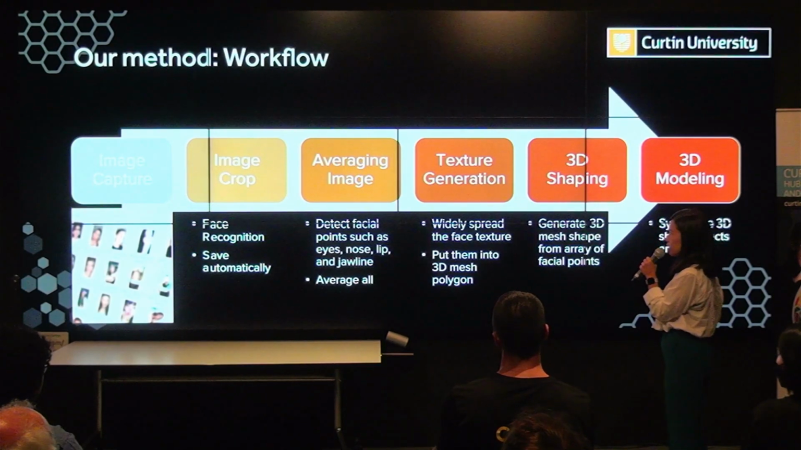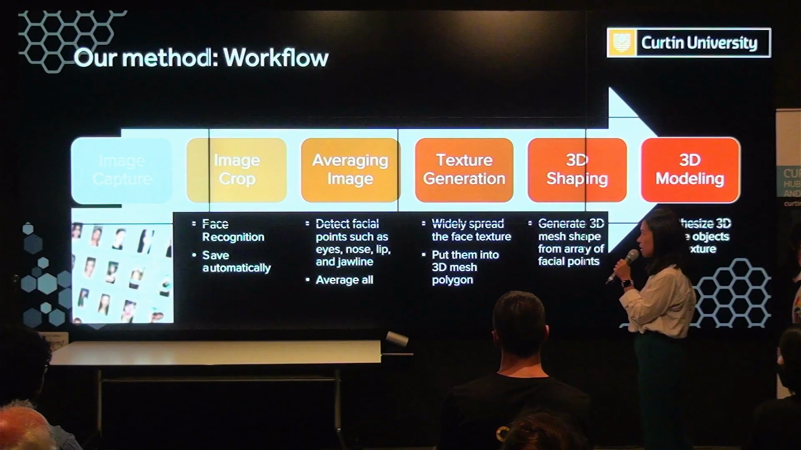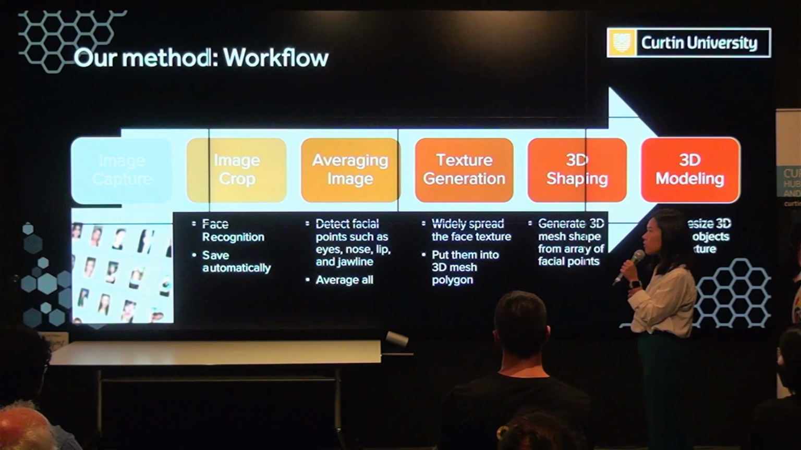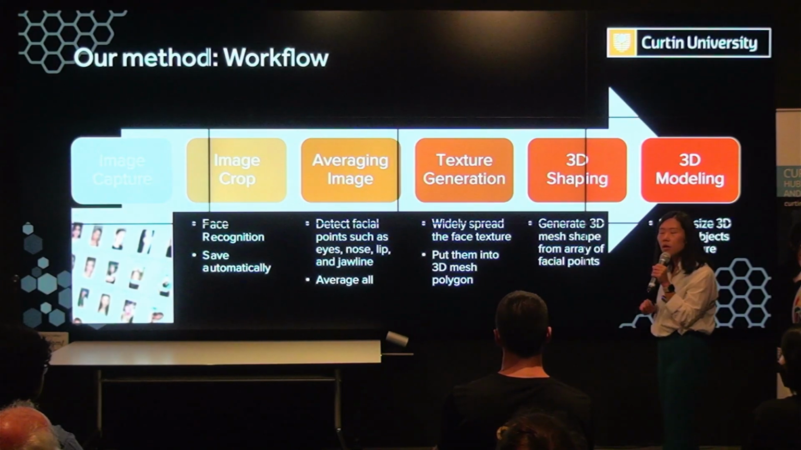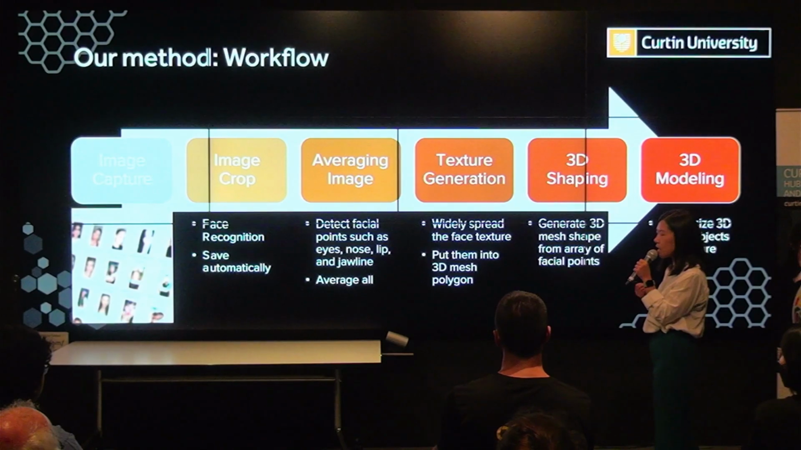And the second step, in the image crop, is that we want to focus on the facial images of influencers. So we want to narrow down the size of the data. We detect the faces and then save them automatically. This process makes our data more narrowed down and scaled down.